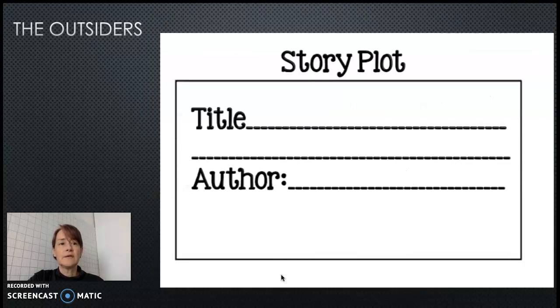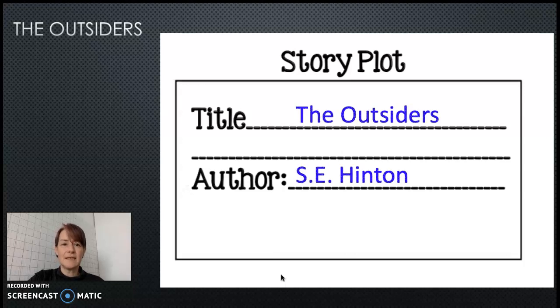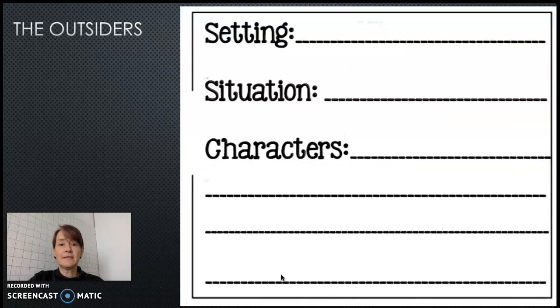Okay, let's get started. The first thing is writing down the title and the author. That's pretty easy. The title is The Outsiders and the author is S.E. Hinton. Now let's start with the setting, the situation, and the characters. The setting is not actually mentioned, but we are pretty sure that it is in the streets of Tulsa, Oklahoma. The OK means Oklahoma, and the time setting is the 1960s.